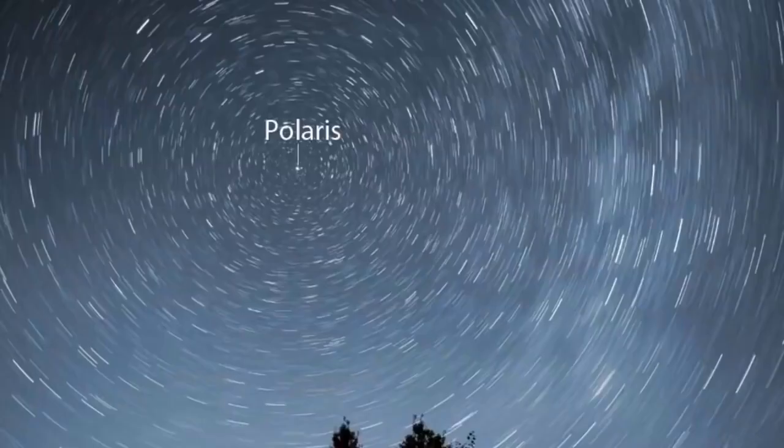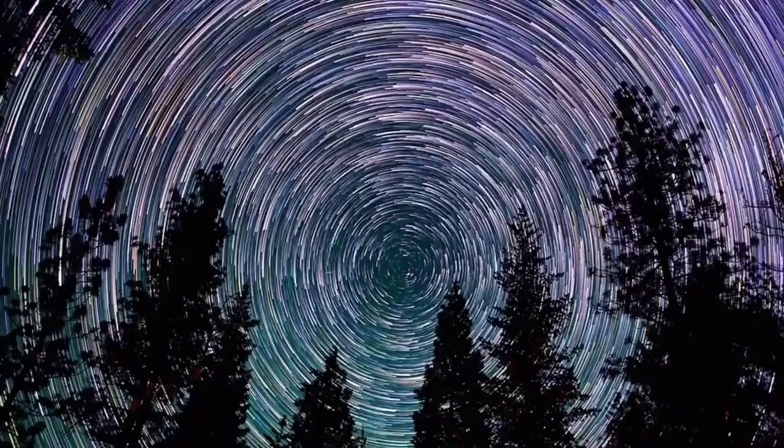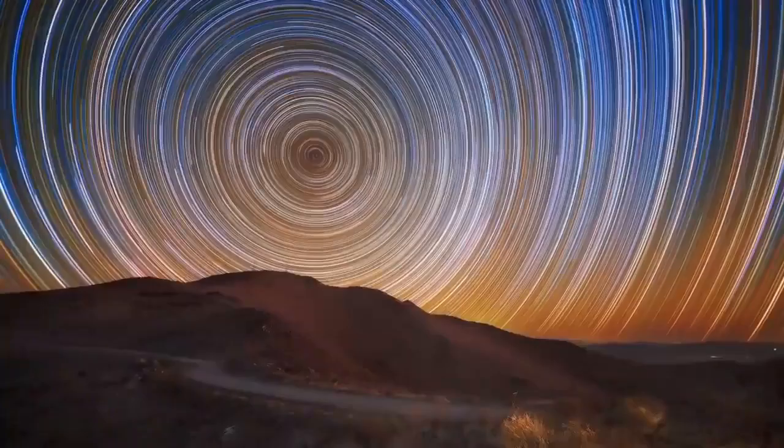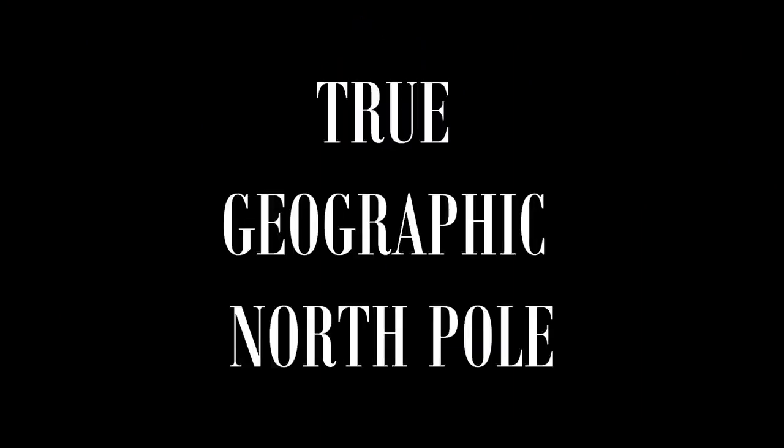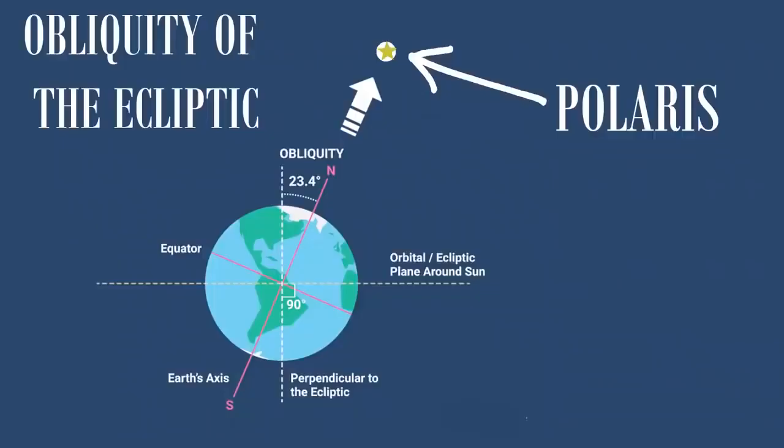Polaris does not move, it remains fixed. If you are in Iceland or America, you can film a star trail of Polaris, and it remains fixed. But it is not fixed directly overhead in these locations. The only place we are told to observe Polaris directly overhead at a 90 degree angle is the true geographic North Pole. You know, that place where no one ventures. And that's why they invented the tilt.